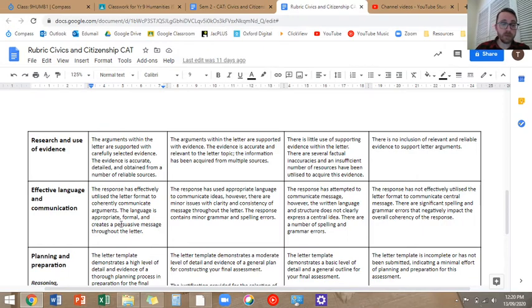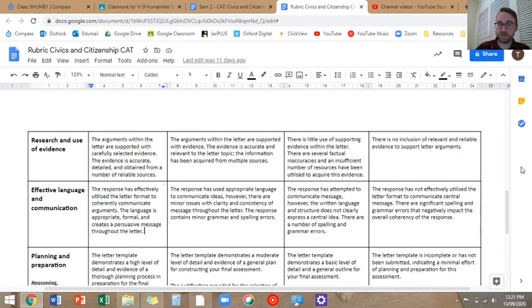Effective language and communication. That's more your English teacher knowledge there. That's whether or not you are writing in full sentences, whether or not you've got your proper grammar and spelling, etc. I'd hope that you'd have good spelling, because you're using spell check in Google Classroom.